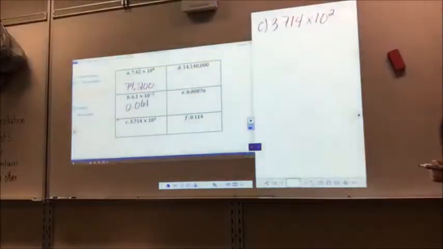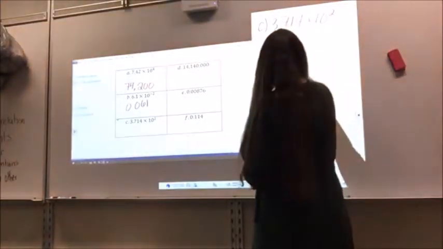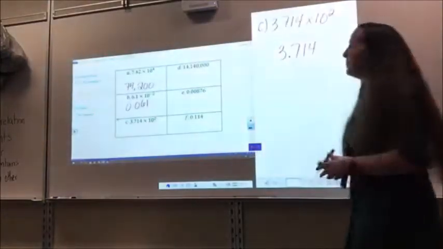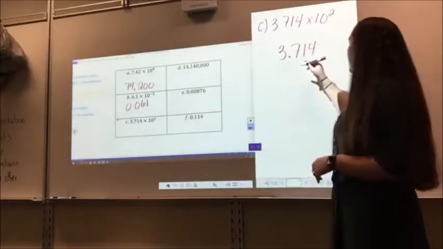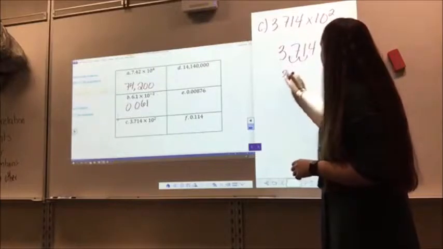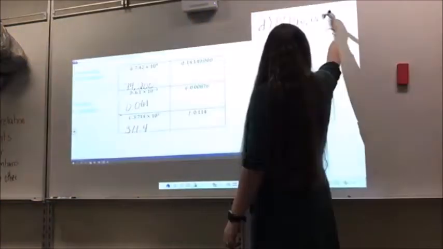For letter C, I have 3.714 times 10 squared, or 10 to the 2nd power. So I'm going to write my number in front of my power of 10. And it's a bigger number because it's a positive exponent, so I'm moving to the right, and I move 2 spots. 1, 2. So this tells me it's 371 and 4 tenths.